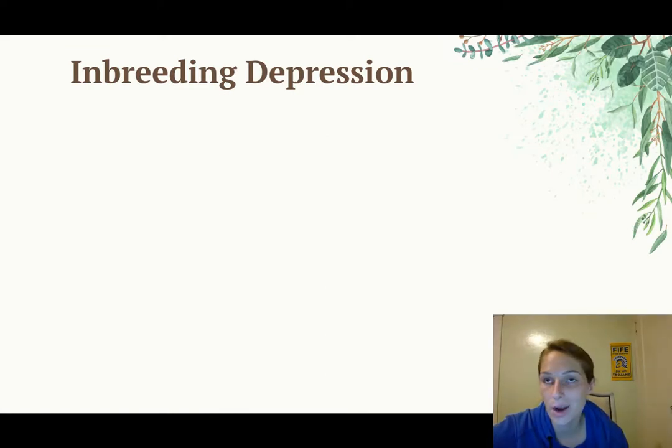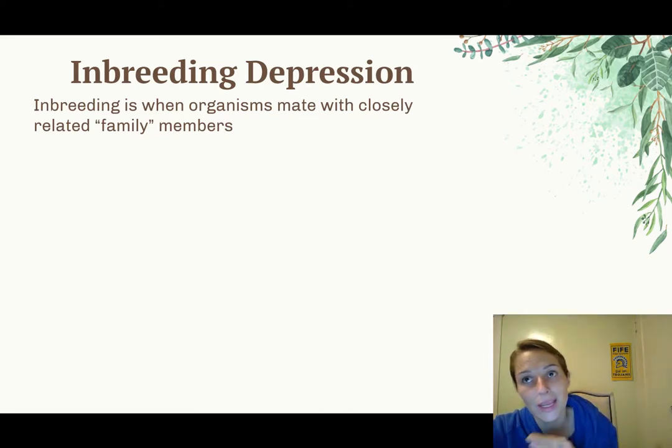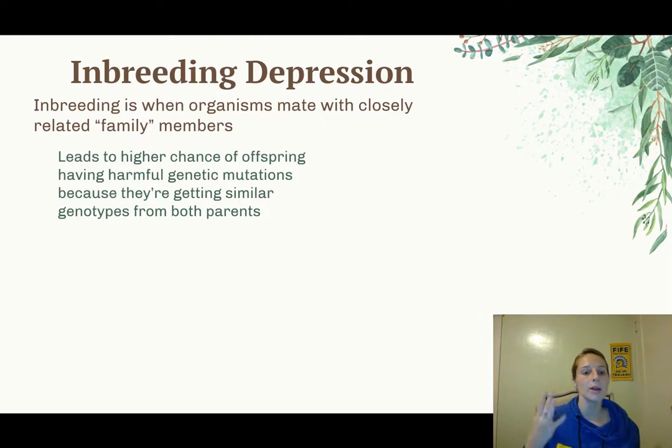Now, the reason why it is a problem if you are less genetically diverse is because this leads to inbreeding depression. So inbreeding is going to be when organisms mate with closely related family members. Fun fact, the science of inbreeding is why it is not legal to marry family members, because of what I'm about to explain to you in a second. Now, inbreeding is a problem because it leads to a higher chance of offspring having harmful genetic mutations because they're getting really similar genotypes from both parents.